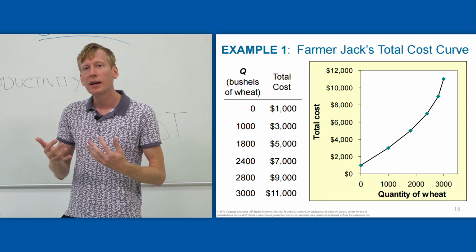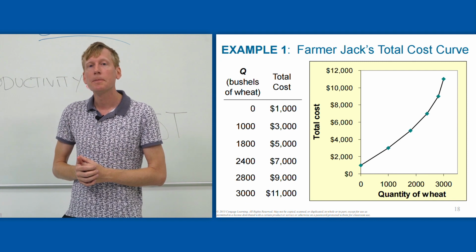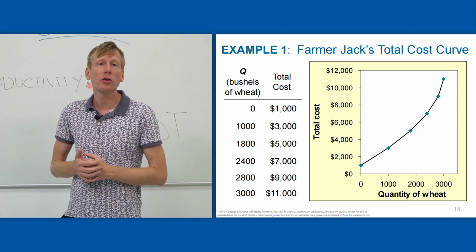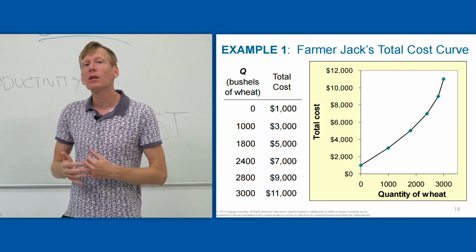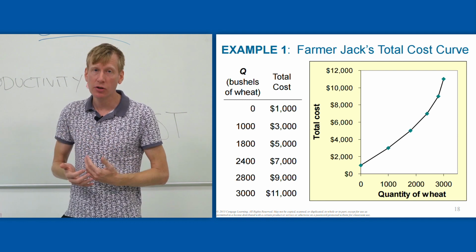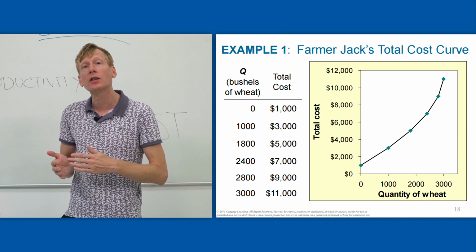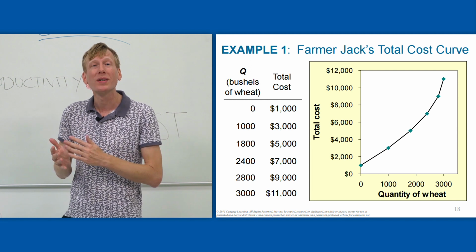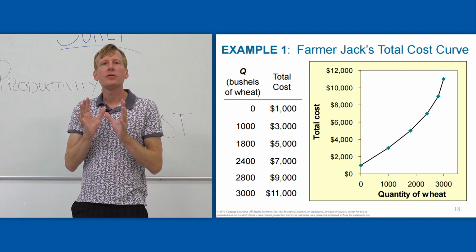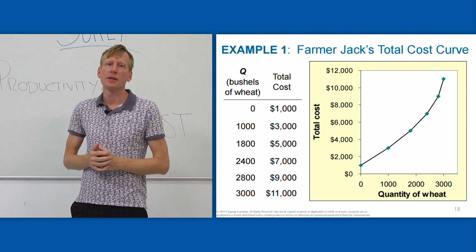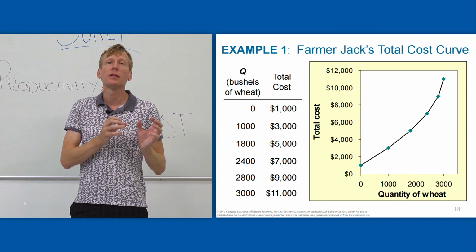And what we can see is that for Farmer Jack, and this will be common for many types of business, total cost not only increases as he increases his output, but total cost increases exponentially as he increases his output. That is to say, the slope of this curve is rising. It's becoming steeper as he increases the quantity of output. Now that defines total cost for the business and how we would calculate total cost for the business to produce a particular quantity.